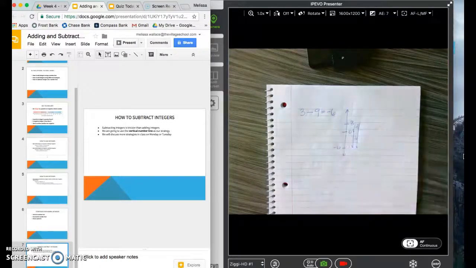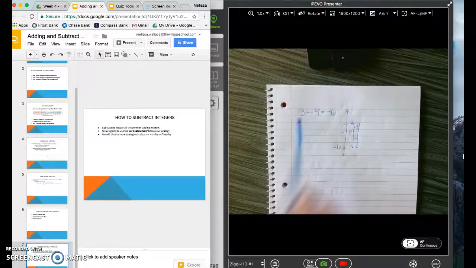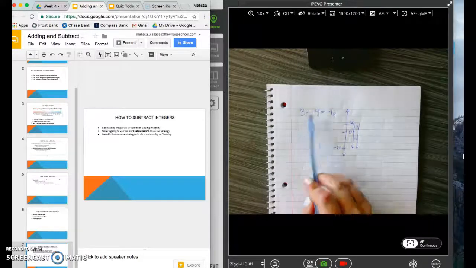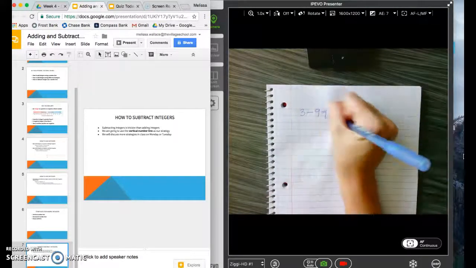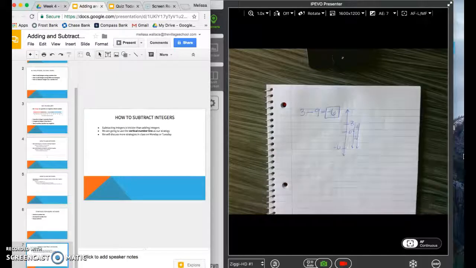It makes sense that it's a negative number. I can't take away 9 from 3, right? 9 is bigger than 3. So that means that my answer is going to be below 0, and exactly it's going to be -6.